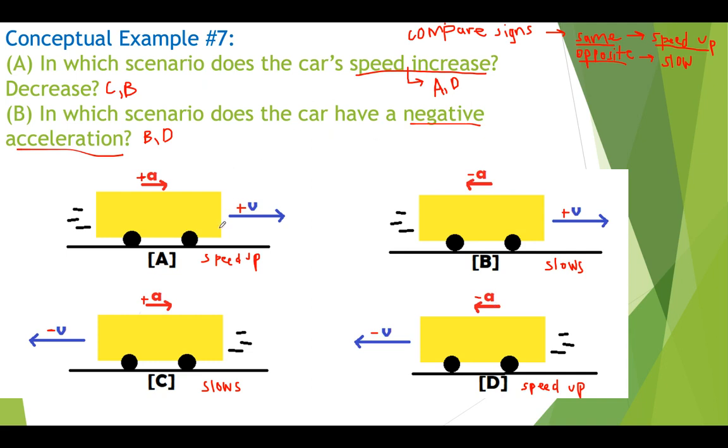Okay, so cart A is speeding up, technically in the positive direction because velocity is positive. Cart B is slowing down, still in the positive direction because velocity is positive. Cart C is slowing down in the negative direction because velocity is negative. And cart D is speeding up just in the negative direction because our velocity is negative.